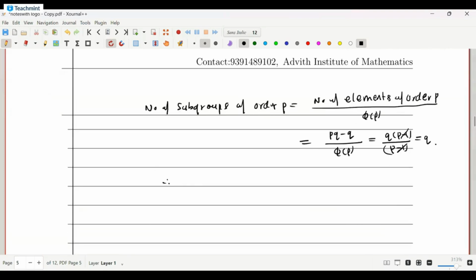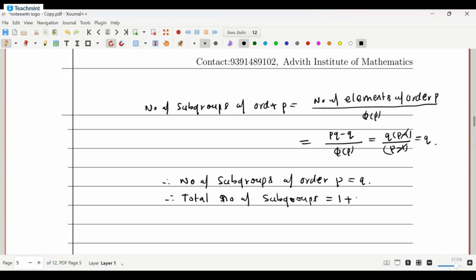So therefore the number of subgroups of order P is equal to Q, sir. So therefore total number of subgroups ఎన్ని సార్, trivial subgroup ఒకటి, subgroups of order Q ఒకటి, అది ఒకటి యూనిక్ వస్తుంది. And number of subgroups of order P ఎన్ని ఉన్నాయి సార్, Q ఉన్నాయి, plus whole group అండి. So which is equal to Q plus 3, sir.